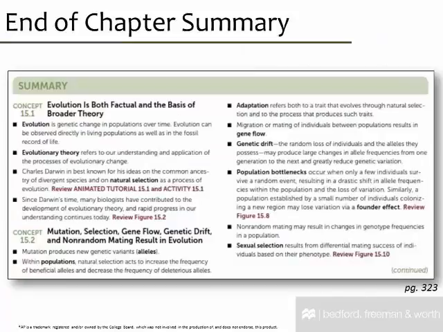At the end of each chapter is a concept-by-concept summary that shows all of the important information for your students to know.